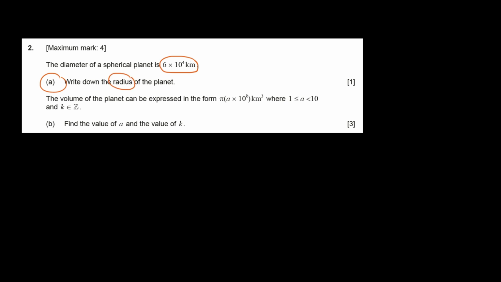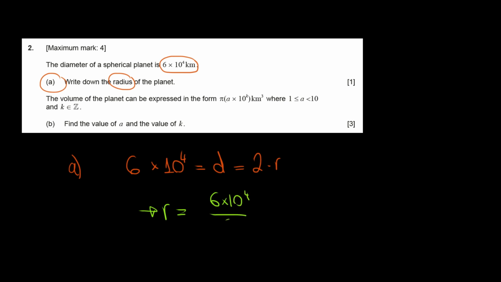Keep in mind that for paper 1 in AA standard level we are not using the calculator, so let's use our arithmetic skills. 6 times 10 to the power 4 equals the diameter, and we know the diameter is 2 times the radius. So we can conclude the radius to be half of that. 6 times 10 to the power 4 over 2. That's 3 times 10 to the power 4 kilometers. So that was nice and easy.